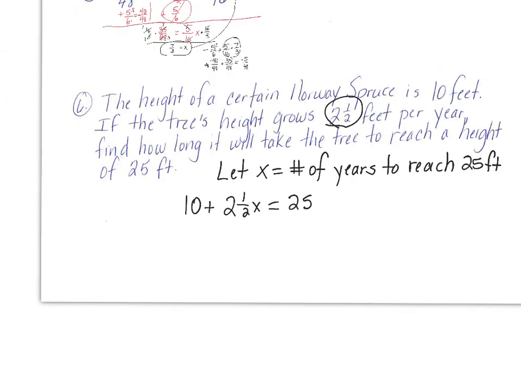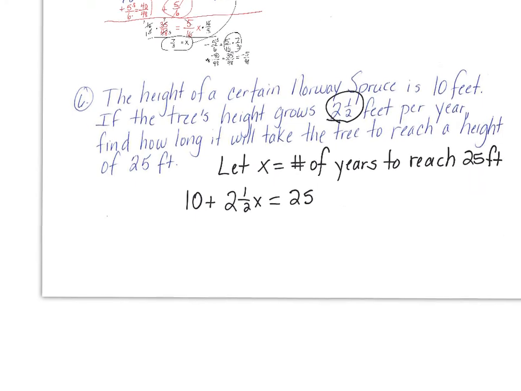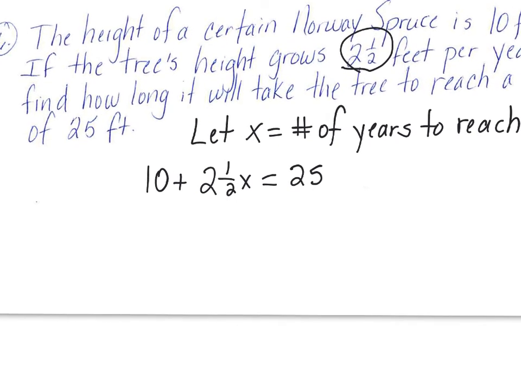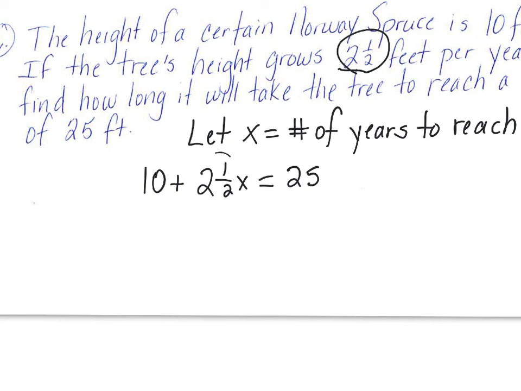We're going to let x equal the number of years to reach 25 feet, right? It's already 10 feet. It's growing 2.5 feet per year. So it's 2.5 times x equals 25. Do you notice that this is a mixed number? Can we have a mixed number multiplied by a variable? No. So instead of putting 2.5 there, we're going to put 5 over 2x.